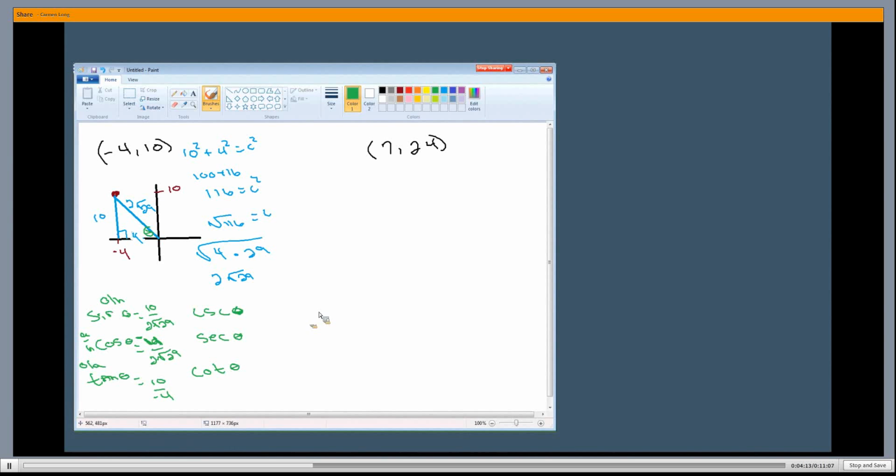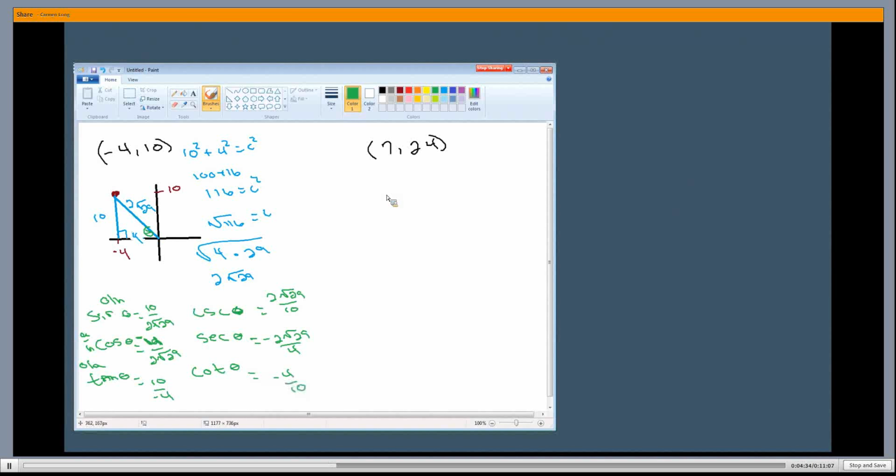Now to do the cosecant, we're just going to do the reciprocal of those. So we end up with 2 square roots of 29 over 10. That's why I didn't want to rationalize them first. And then this one's going to be -2 square roots of 29 over 4. Of course, that would reduce, and we'll take care of that in just a second. And then this one's going to be -4 over 10.